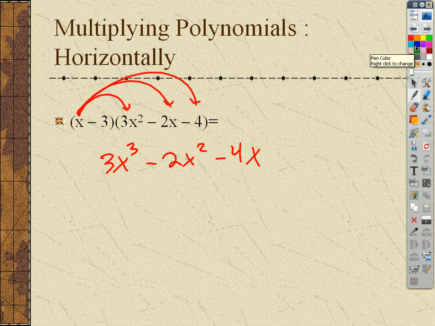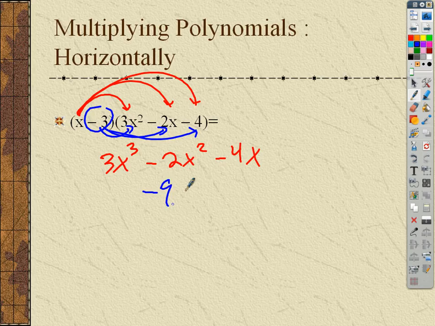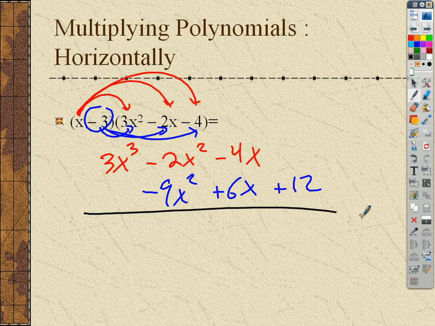Or I could also do this. I could take that negative 3. And when I distribute that, negative 3 times 3x squared. Yeah, why not do that? Why not line them up vertically? Negative 3 times negative 2x, and negative 3 times negative 4 plus 12. And then I just add them up vertically up there.